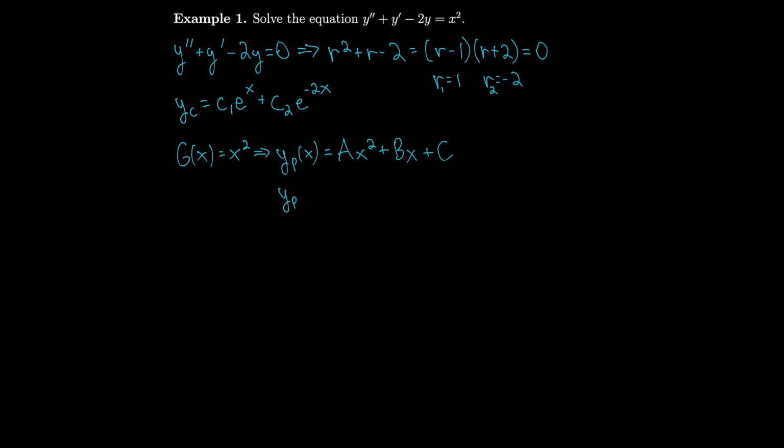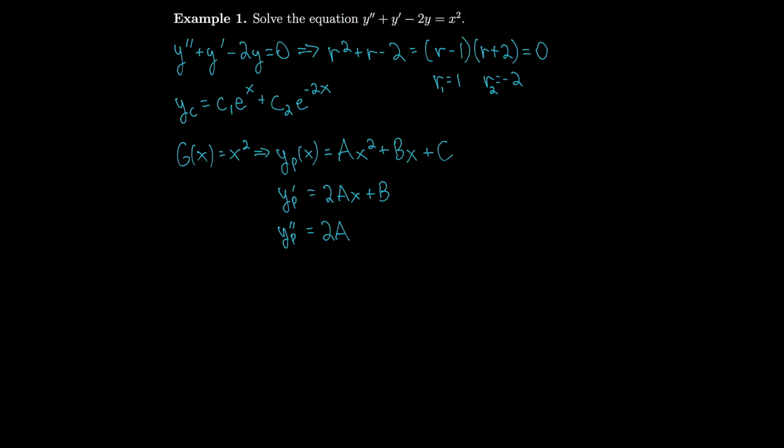We'll take yp prime, and notice that's equal to 2ax plus b, because a, b, and c are constants. And we'll take the second derivative, yp double prime, and we get 2a. Now what we can do is plug all of this back into our non-homogeneous differential equation.